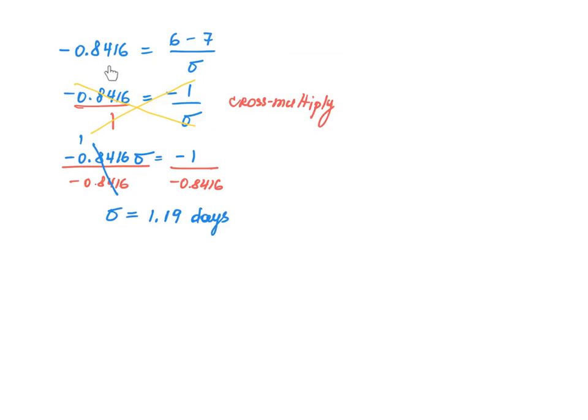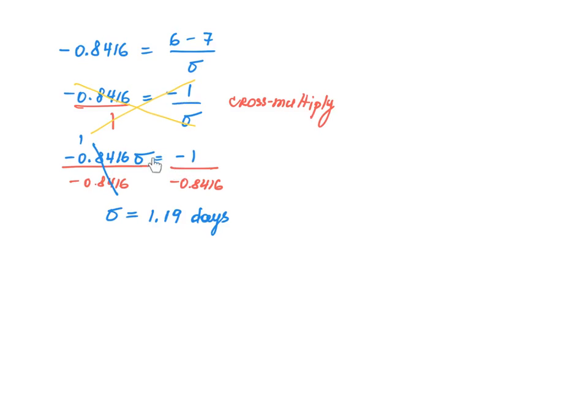The only unknown is the sigma, and I know how to solve equations with one unknown. I replace z with negative 0.8416, x with 6, and mu with 7. Sigma is the variable I need to solve for. I notice that 6 minus 7 is negative 1, and this is looking like a proportion to me. If I write this negative 0.8416 as a fraction, proportions can be solved using the cross multiplication principle, which says multiply across, and these two products should be equal to each other. So I'm multiplying negative 0.8416 with sigma to get this product, and I set it equal to the product of 1 and negative 1, which is negative 1.